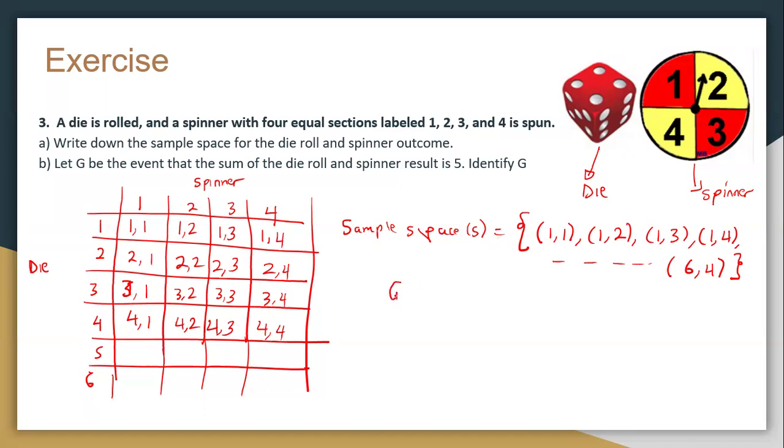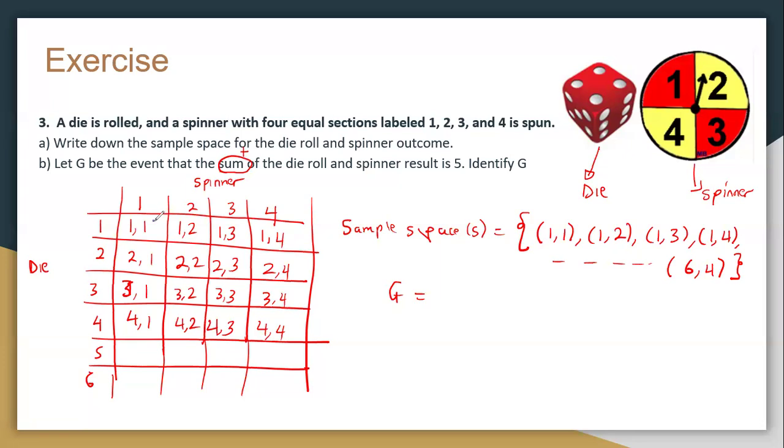Then they told us that G is our event, that the sum of the die roll and the spinner result is 5. Now, when you look at the event, they want the sum. So sum meaning that you add. So I expect that now, what are you supposed to do? You look at the outcomes. The die was giving us a 1 and a spinner 1.